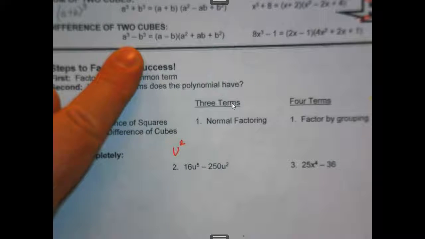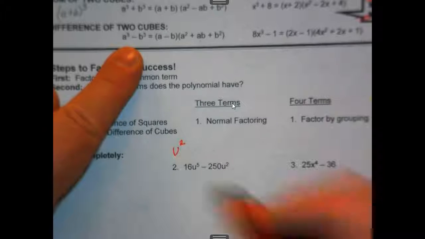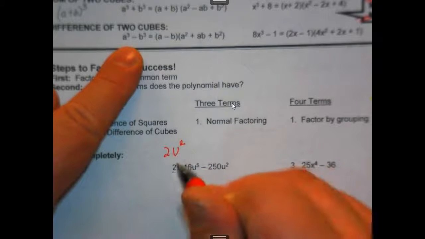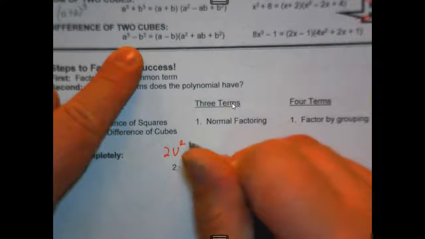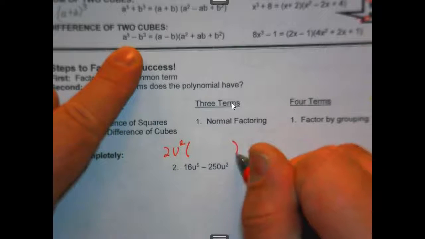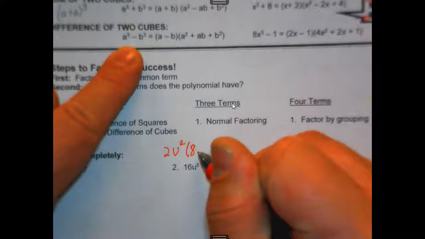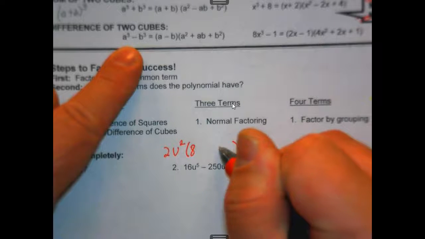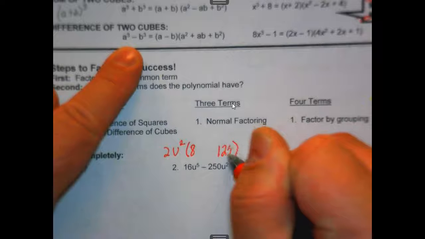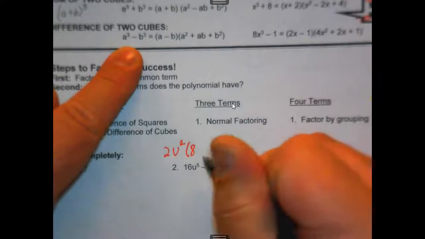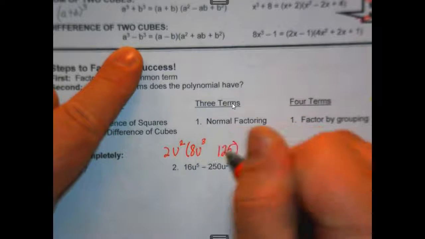What about the numbers? Yeah, I can take out a 2. I have 2 of the 2 utes. What am I left with? 8 and 125. What about the utes? I have 3 of them, right?